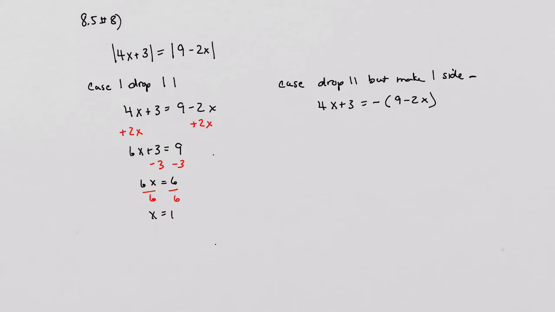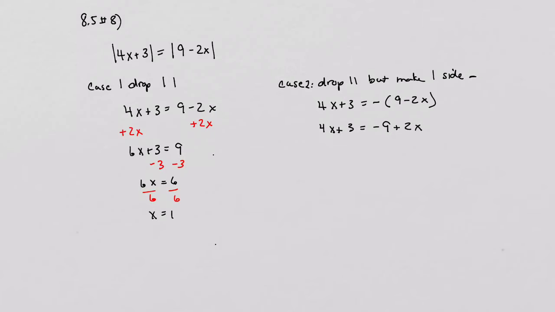Over here, in case 2, I forgot to put the 2. In case 2, we're taking into account, well, what if one side is positive and one side is negative? And it doesn't matter which is which. They'll be opposites. So by adding this negative and the parentheses, you've made one side the opposite of the other side. So let's go ahead and distribute that minus sign as our first step.